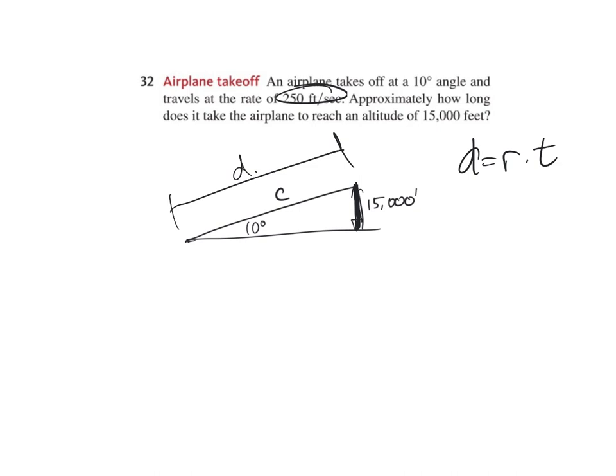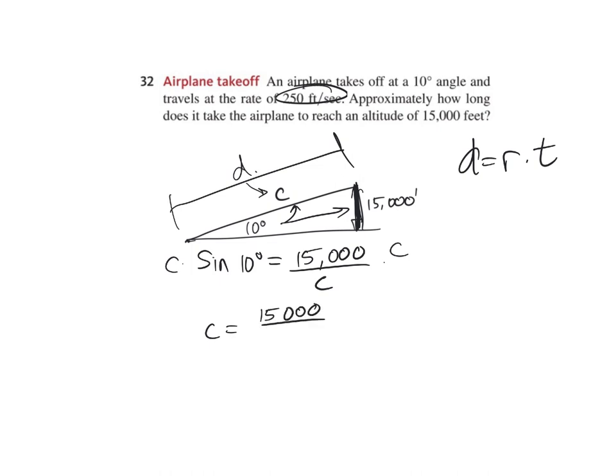to get there. Using the d equals rt formula, we have to figure out D, which in this case is C in our picture. We have the opposite leg and we want the hypotenuse, so that would be the sine, opposite over hypotenuse. Sine of 10 degrees is equal to 15,000, the opposite leg, over the hypotenuse. Multiply by C, and now divide by the sine of 10. So 15,000 divided by the sine of 10 degrees.